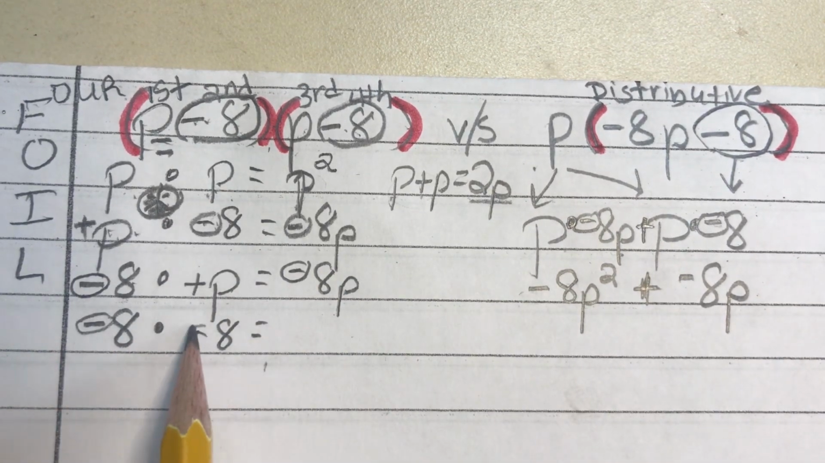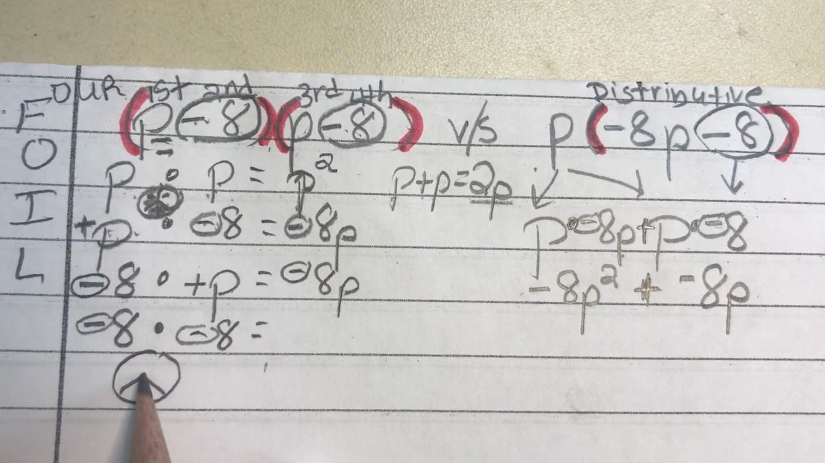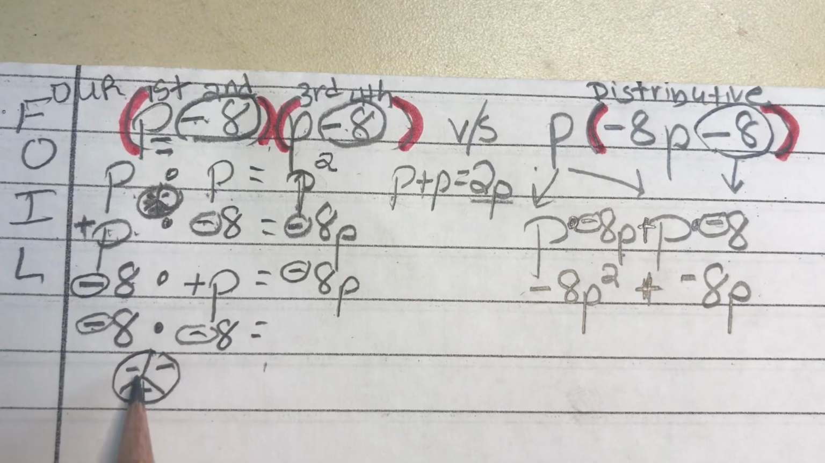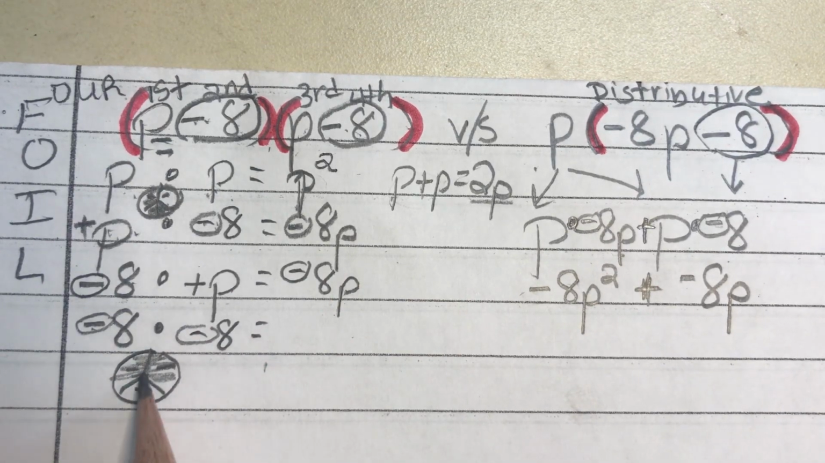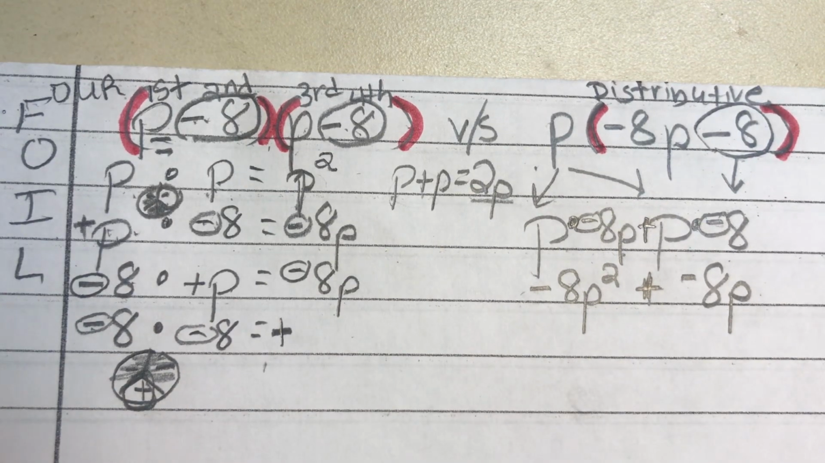Here, I see two negatives. So when I draw my peace sign here, I have the eyes and the mouth. When I shade in both of my negatives, my answer should be positive. So this is going to be a positive answer.